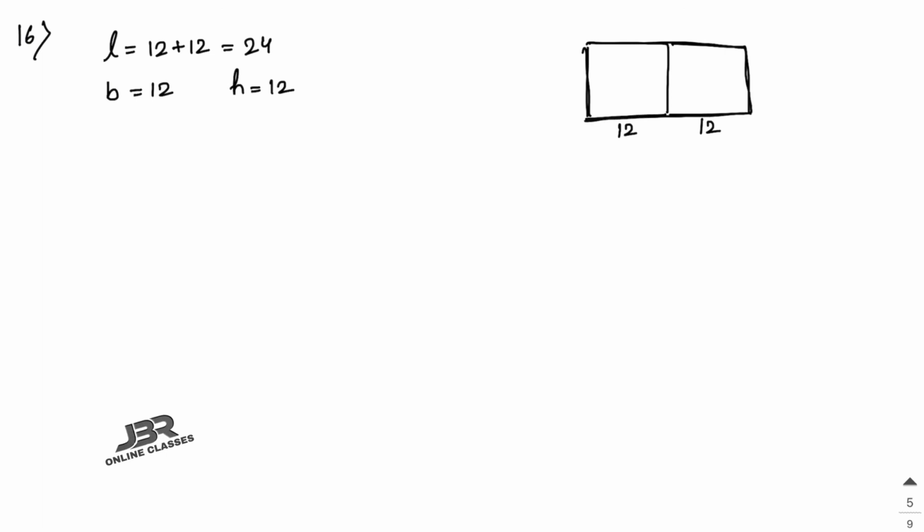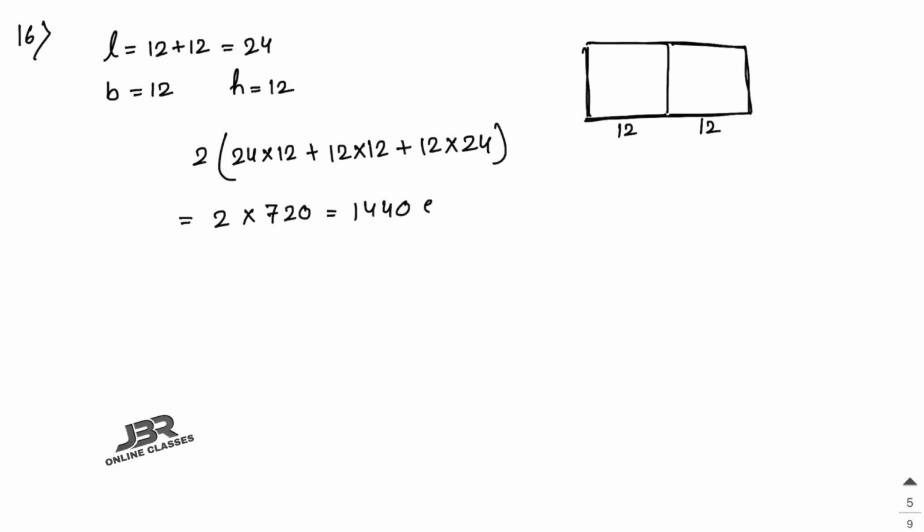And if you want to find the total surface area, the formula is 2 into (L times B plus B times H plus H times L). So that equals 2 into 720, and it's 1440 centimeter square as your answer.